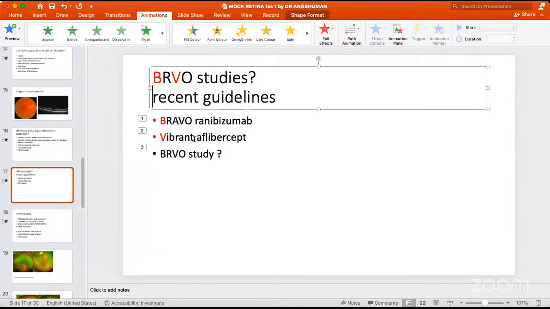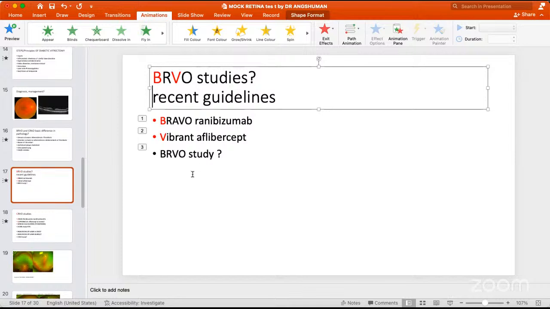Or CRVO study? Anybody? Dr. Kaushik, are you there? Yes, yes, I am there. I feel the preparation of the candidates is not good. People should read more and then come for classes. Otherwise, if there is no interaction, it is very difficult to continue.